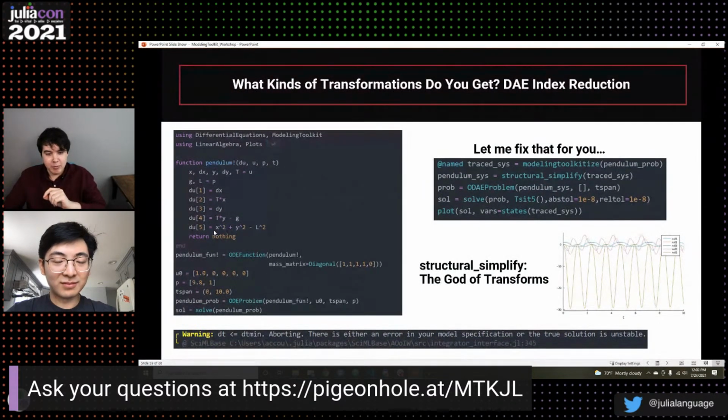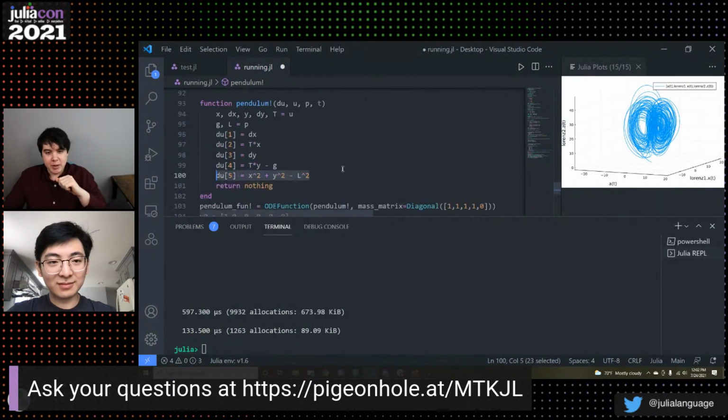We're trying to say that we have x in the derivative of x, y in the derivative of x, and the tension variable. And the tension should just be figured out by knowing that the length of the pendulum should be constant. But this is a higher index differential algebraic equation because this tension variable does not show up in this algebraic equation, right? If you don't know about higher index DAEs, then you probably should be using this tool.